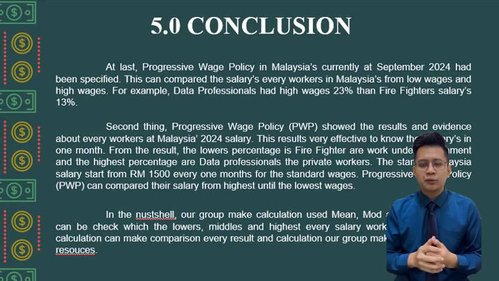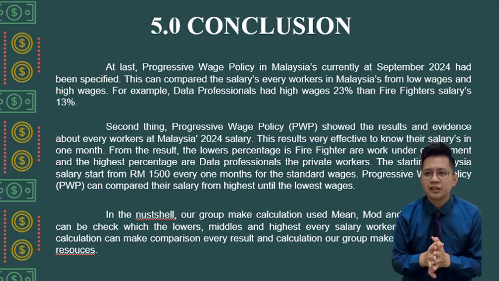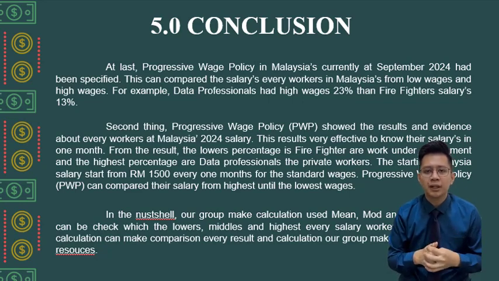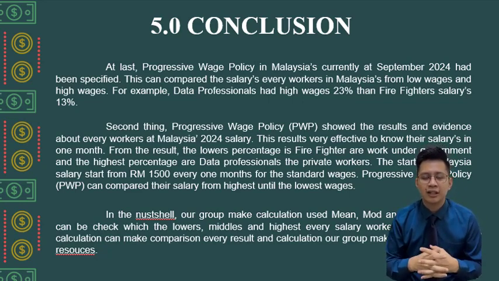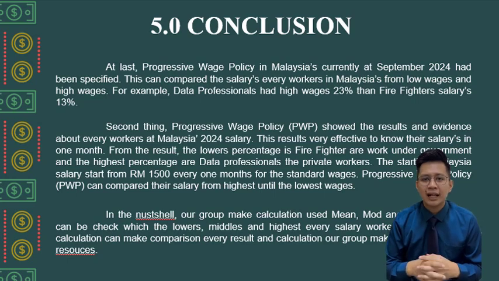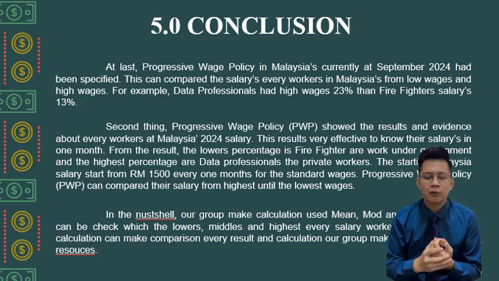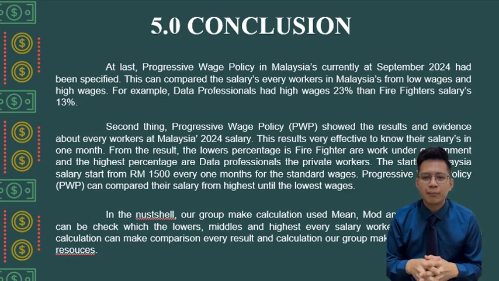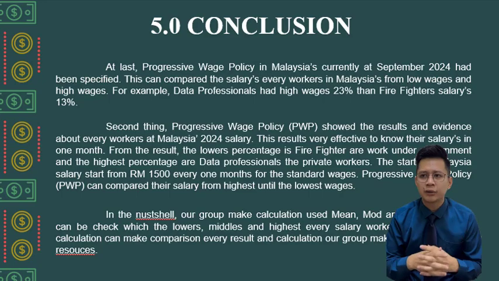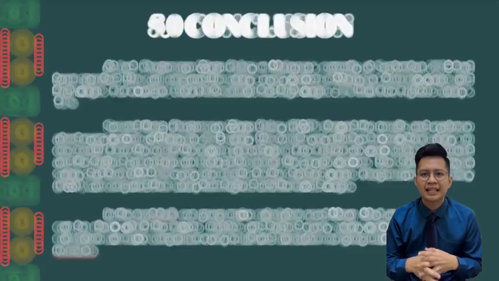From the result, the lowest percentage is firefighter, who works under government, and the data professional works in the private sector, non-government. In a nutshell, our group makes a conclusion: use mean, mode, and median, which can show the lowest, middle, and the highest of every worker's salary.